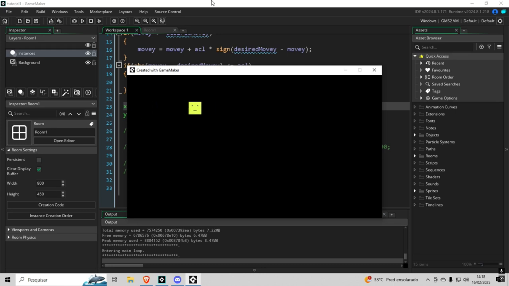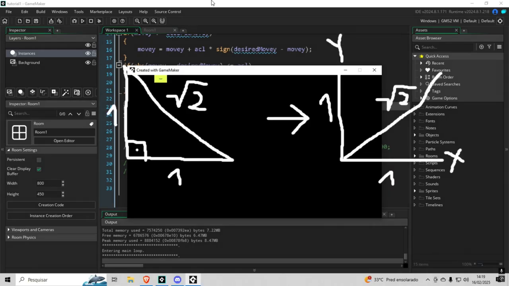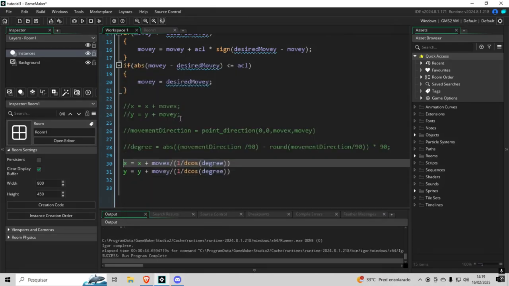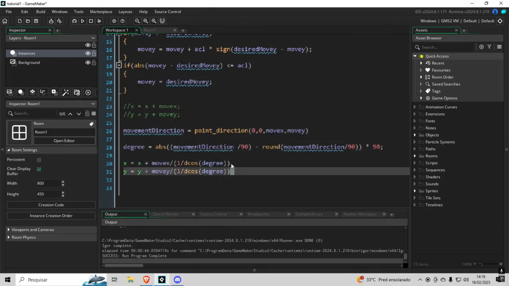When I move to the side, the player speed is 1, and when I move up, the player speed is also 1. But when I'm pressing both, as you can see right here, the total player speed is the square root of 2. It's like the Pythagorean theorem. I'm gonna show you an image on the screen. So right here, I have a solution to this problem.